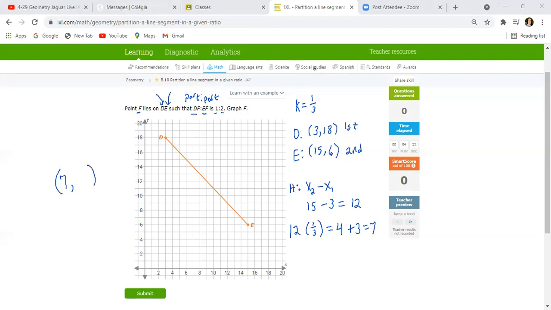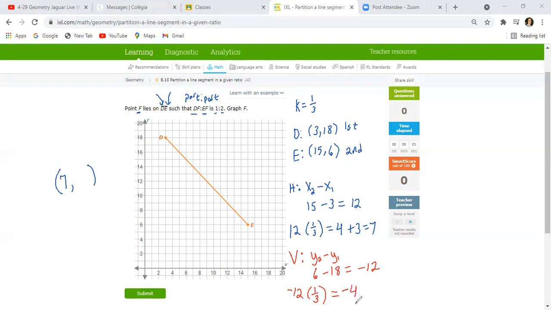Then we need to find the vertical component. I'll change colors just like I did in class here. When I'm looking for the vertical component, that formula is the second y minus the first y. And the second y is 6, and the first y is 18. And 6 minus 18, this time I get -12. And after you've found that vertical component, you're going to multiply that vertical component by your ratio, which we found to be 1/3. And -12 times 1/3 is -4.